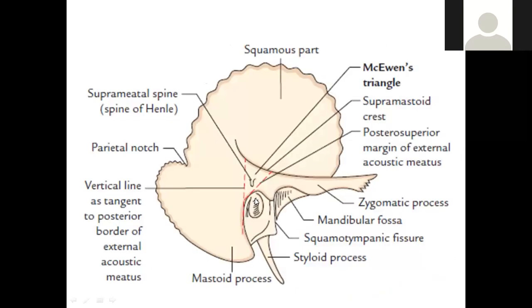This is one more picture where you have different details, though so many details are not required. Squamous part, zygomatic process, styloid process, mandibular fossa, mastoid process. Suprameatal triangle, I said, right? It is immediately above the external acoustic meatus. The root of the zygoma is meeting at that point only, the suprameatal spine.